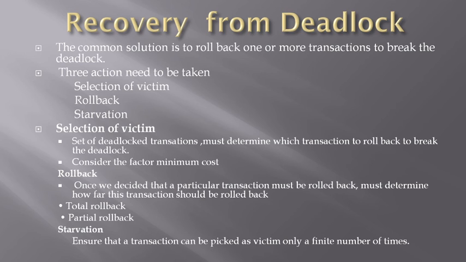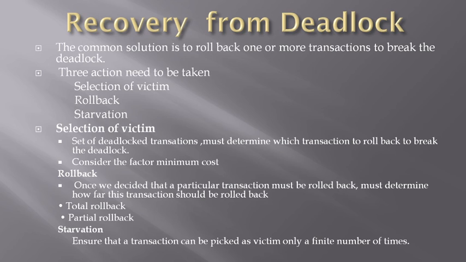And next is starvation. This is a situation to ensure that a transaction can be picked as victim only a finite number of times. Starvation means we are getting one transaction to roll back to break the deadlock, but that transaction cannot be rolled back too many times. For example, if you roll back the same transaction 100 times, it creates a maximum cost. So this is not a fair condition.